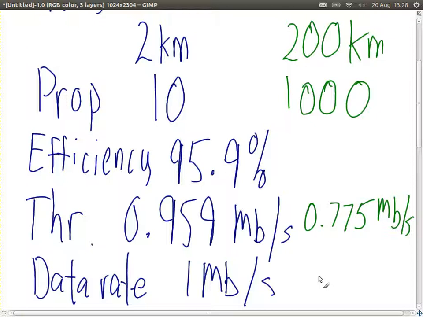I've got a data rate, that's my upper limit, 1 megabit per second. I get a throughput of 0.959 megabits per second. So we say we're 95.9% efficient. In the second case, we have the same data rate, 1 megabit per second, and a throughput we calculated of 0.775 megabits per second. We'd say we're 77.5% efficient in the second case. Which one's better? First or second? First.